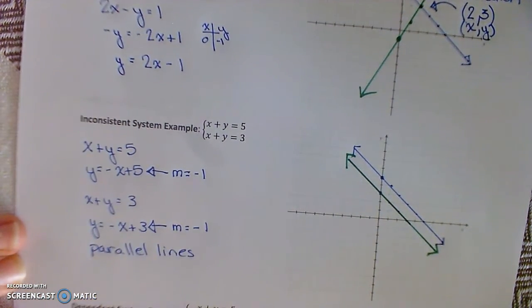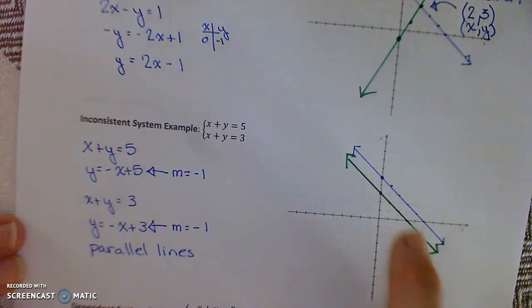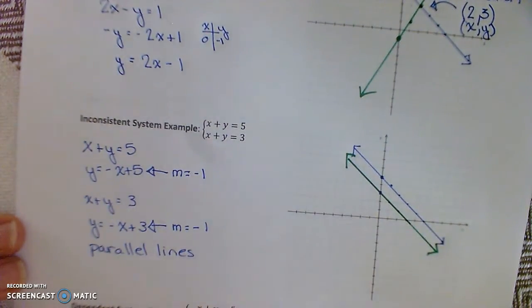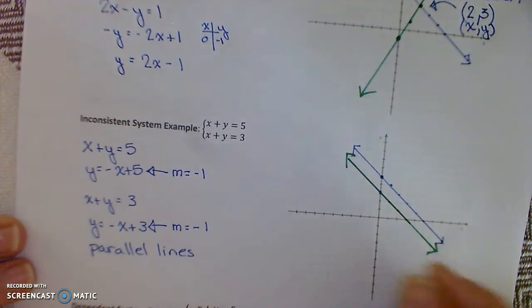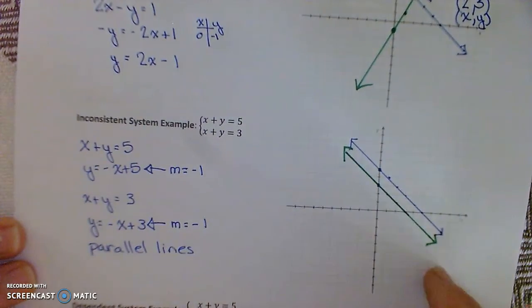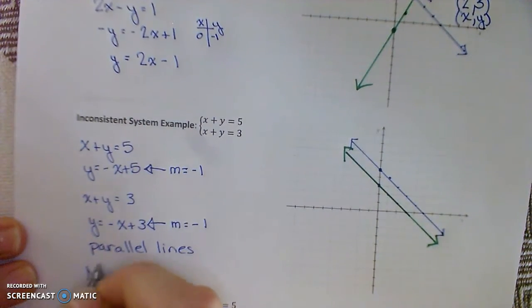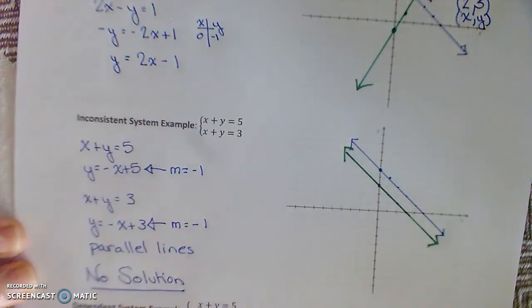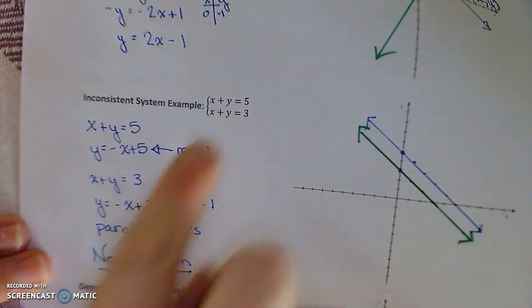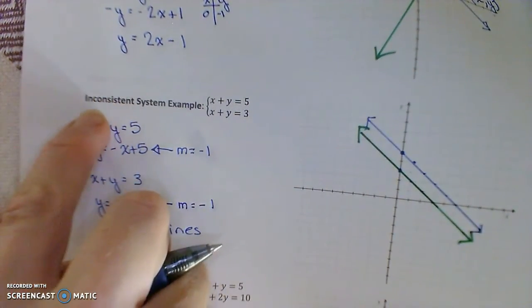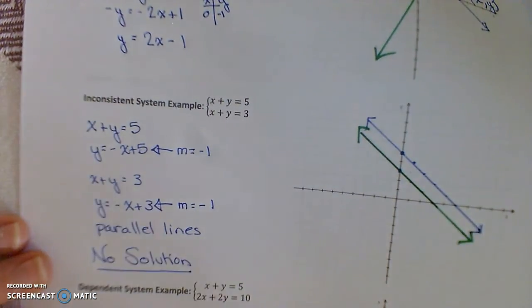Which means that they never intersect. So there will never be a coordinate pair, x comma y, that is true for both equations at the same time. So we say that there is no solution here. And we call this type of system inconsistent. It's inconsistent because it doesn't have a solution.